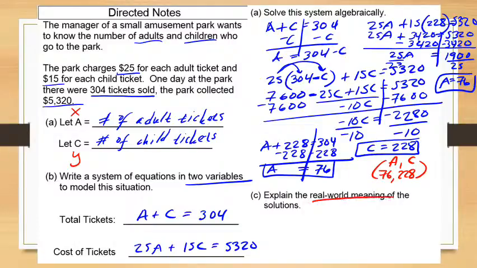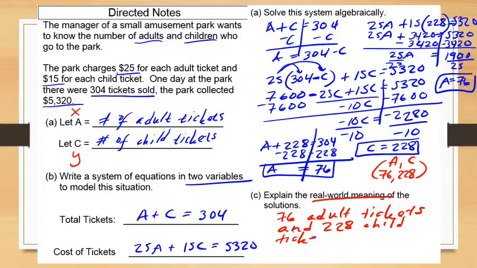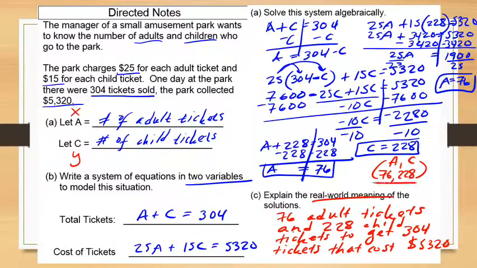So the real world meaning of that is I need 76 adult tickets and 228 child tickets to get a total of 304 tickets that cost $5,320. So again, that represents a specific solution to this system of equations.